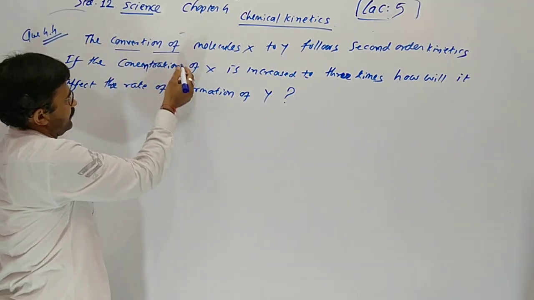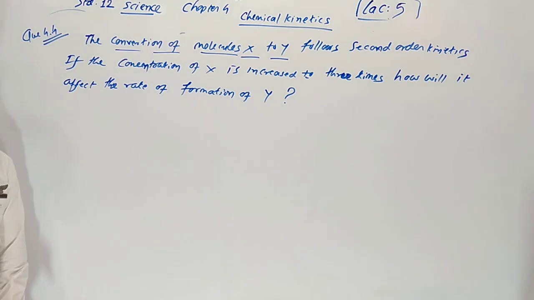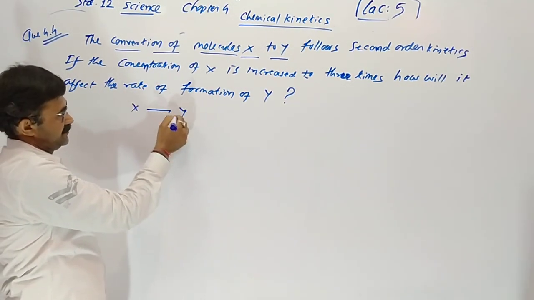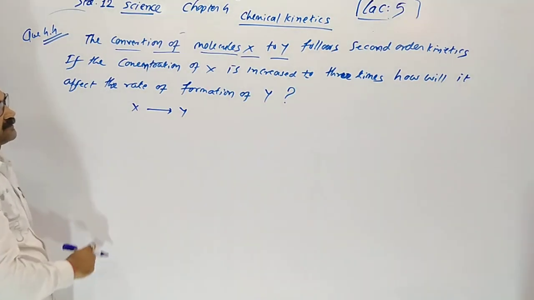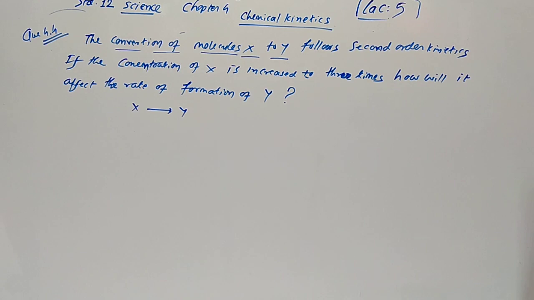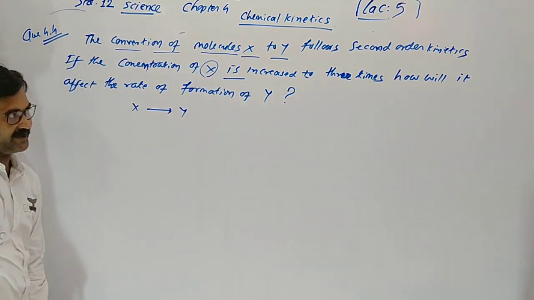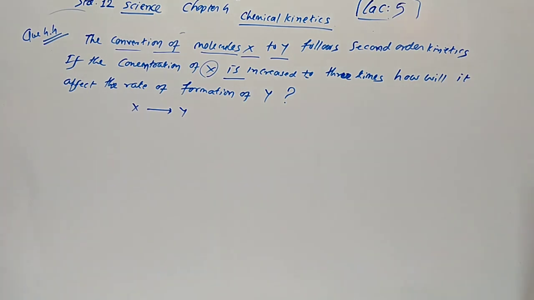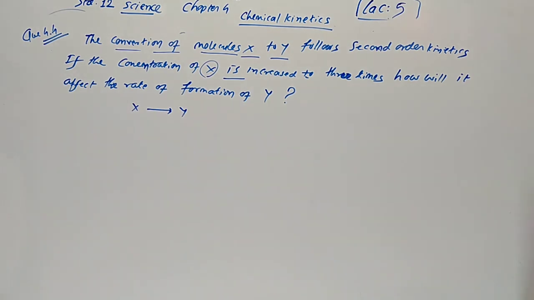The conversion of molecules X to Y. Reaction X gives Y, following second order kinetics. The concentration of X is increased to 3 times. How will it affect the rate of the formation of Y?